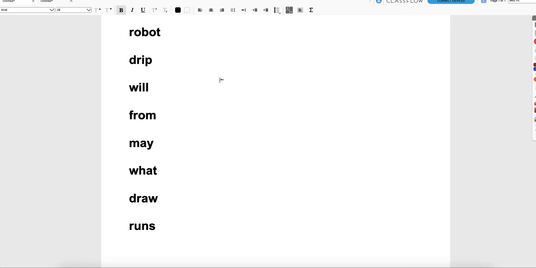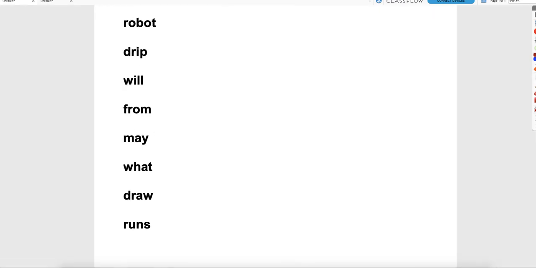So, practicing here are words in ABC order. I have robot, drip, will, from, may, what, draw, and runs. Okay, so this will only take, I'm sure, a minute or two because we're really used to putting words into alphabetical order now. Who can tell me which one of those words is going to come first? Robot, drip, will, from, may, what, draw, or runs. Which one do you think is going to come first in our row of alphabetical order words? Valerie, you want to make a guess? Yes.